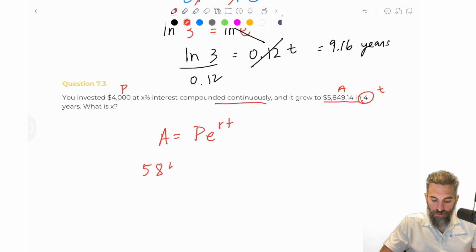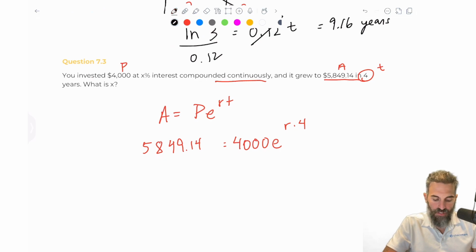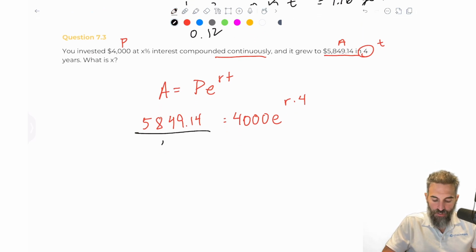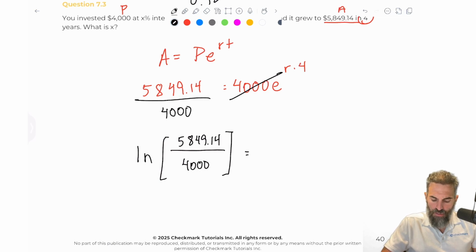5,849.14 equals 4,000, that's P, times E to the R, I'm looking for R, T is 4. And then from this point, guys, it's exactly like the previous question. You're going to simplify it, use a log, and you're done. So let's start by getting rid of the 4,000, so that's going to go away. If you don't mind fractions, I would say just leave it like that, okay? So now I'm going to do ln of this. Now, if you do mind fractions, just punch it in and keep a few decimal places, like 3 or 4. All right, to the 4R.